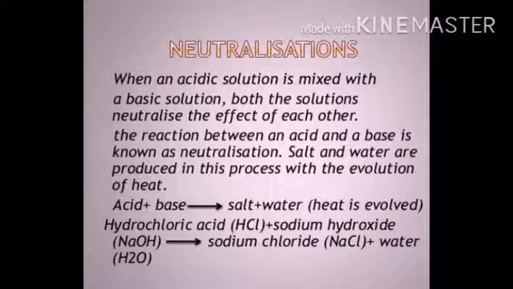Now to demonstrate the neutralization reaction, this is activity number 7, page number 69. Material required: test tube, dropper, phenolphthalein indicator, dilute hydrochloric acid solution and dilute sodium hydroxide solution. Take about 5 ml of dilute solution of sodium hydroxide, NaOH, in a test tube. Add 2 drops of phenolphthalein indicator to it. The solution in the test tube turns pink.